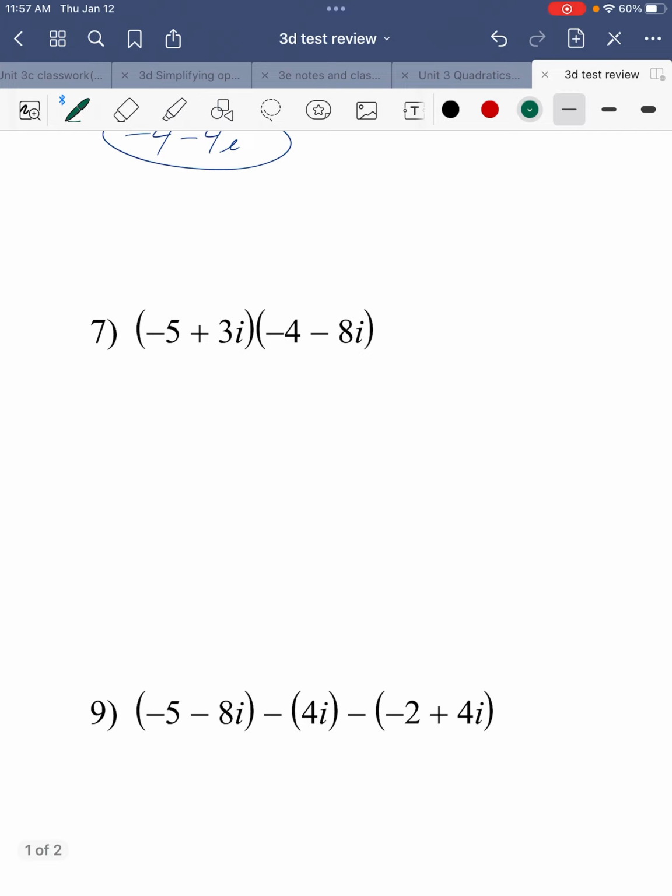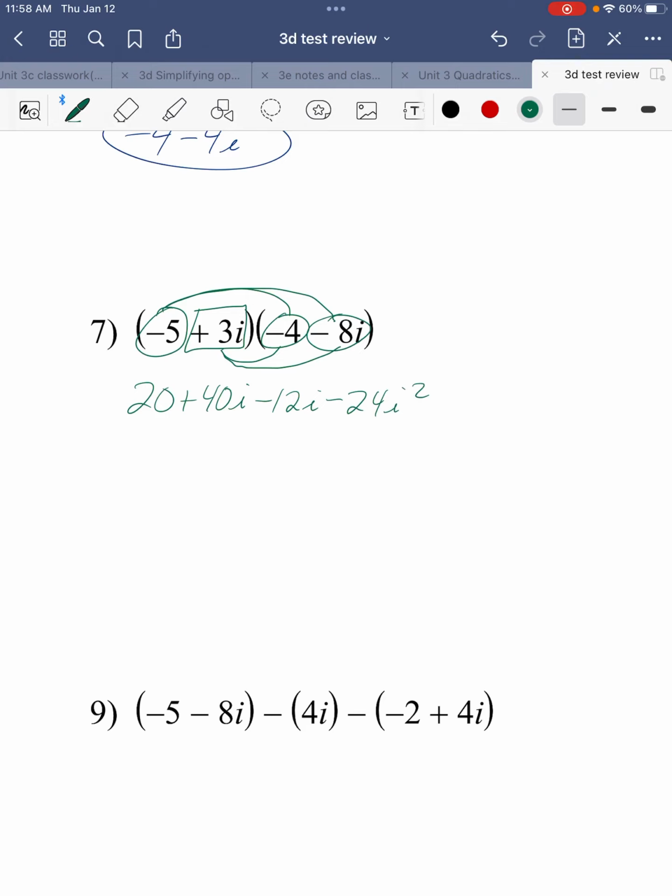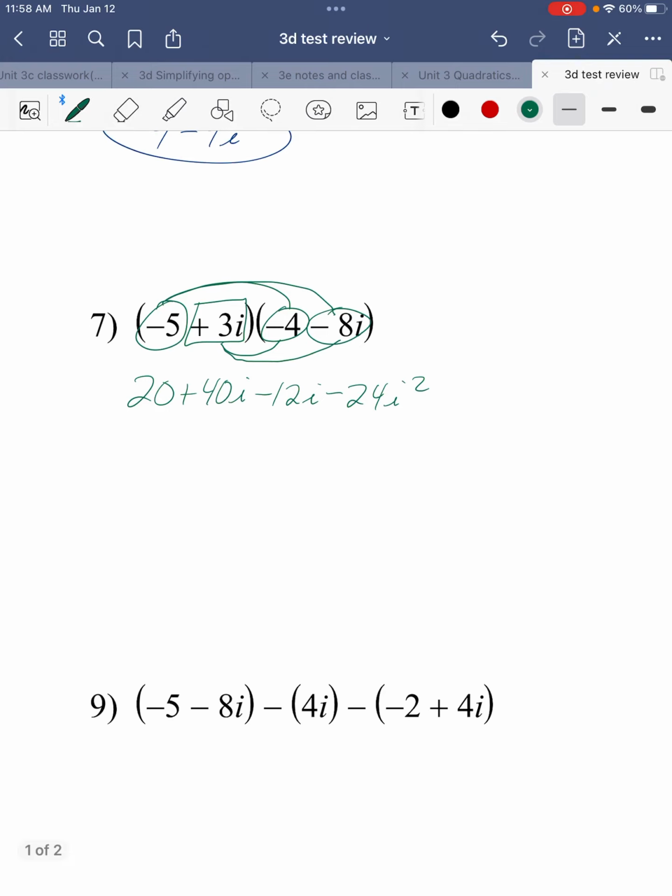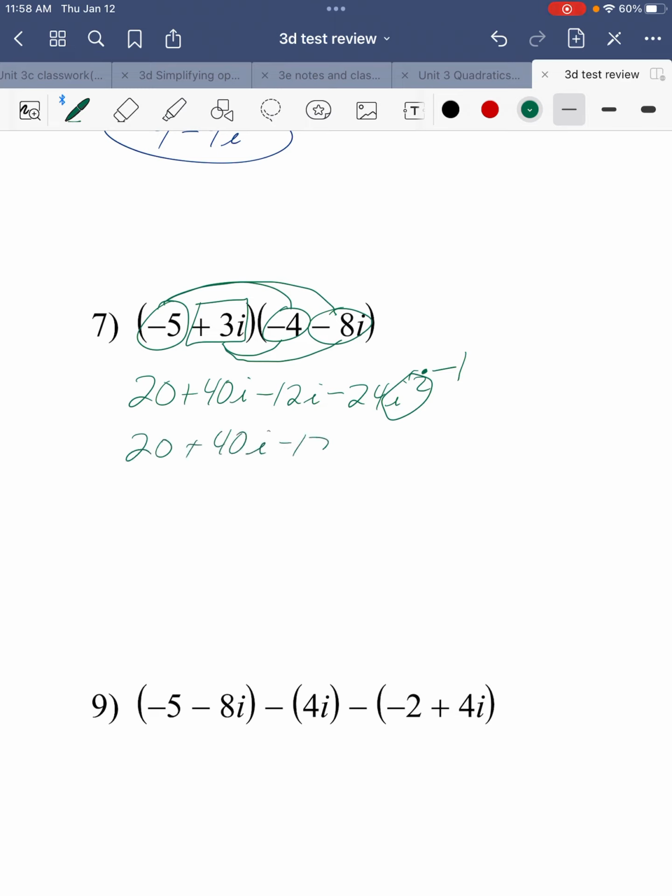Number 7, we have a binomial times a binomial. So here we're going to, let me change up colors. Negative 5 times negative 4 is 20. Negative 5 times negative 8i is 40i. 3i times negative 4, now we need to distribute that as negative 12i. And 3i times negative 8 is a negative 24i squared. Now let's simplify. We have some like terms. I always like to simplify the i squared if I have it. So this is going to end up being positive 24.